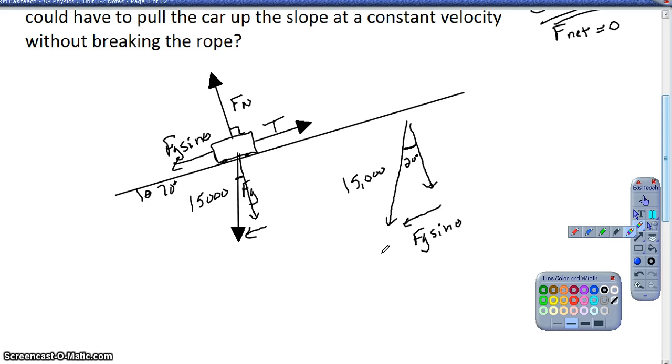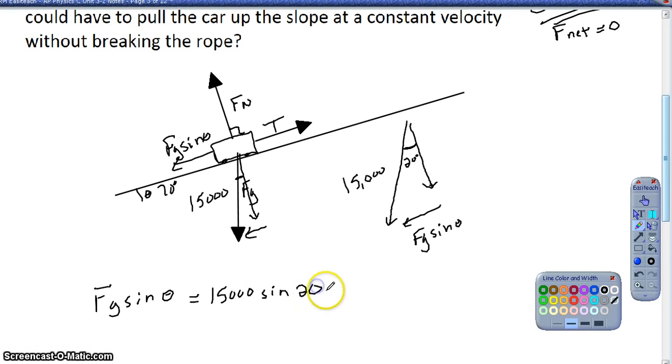So the only thing I'm going to find then is my force of gravity times the sine of theta. So when I do Fg sine theta, my force of gravity is 15,000 newtons because they gave me that number to work with, and my angle is 20 degrees because, again, they gave me that number to work with. So 15,000 times sine of 20 ends up being about 5,130. There's a decimal as well, but I'm going to round it off to 3 sig figs.